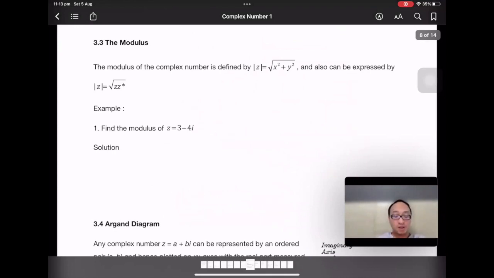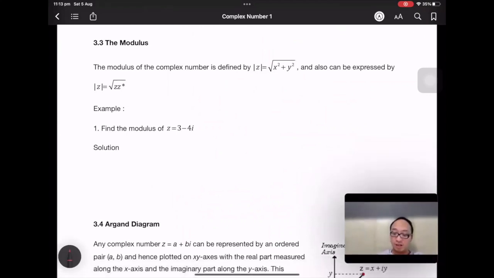Next one is the modulus. The modulus of the complex number is defined by the absolute value of z, and this equals the square root of x squared plus y squared. Or we can express it as the multiplication of the complex number and its conjugate.